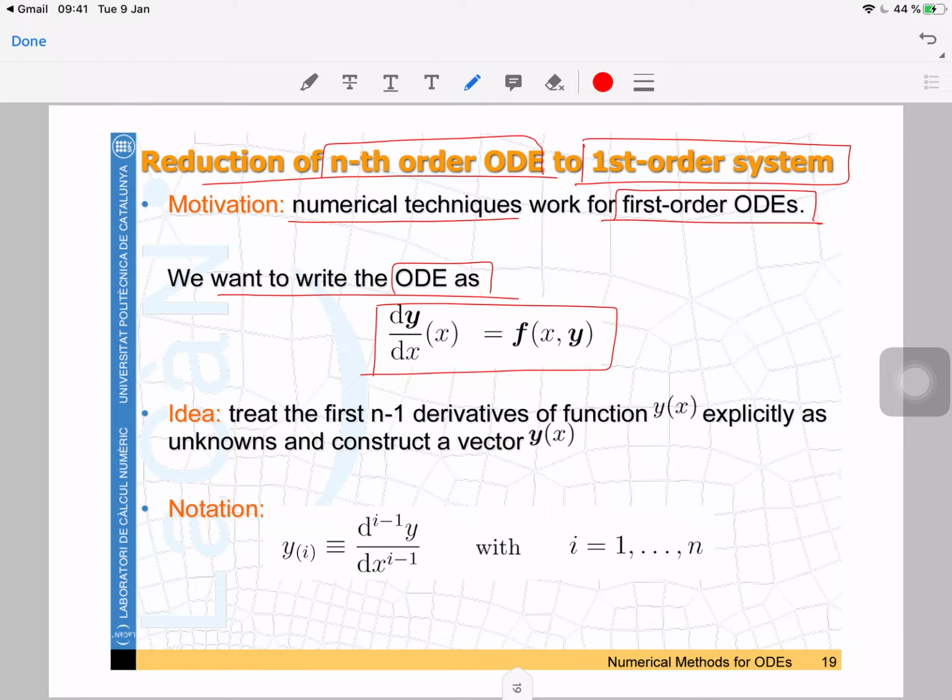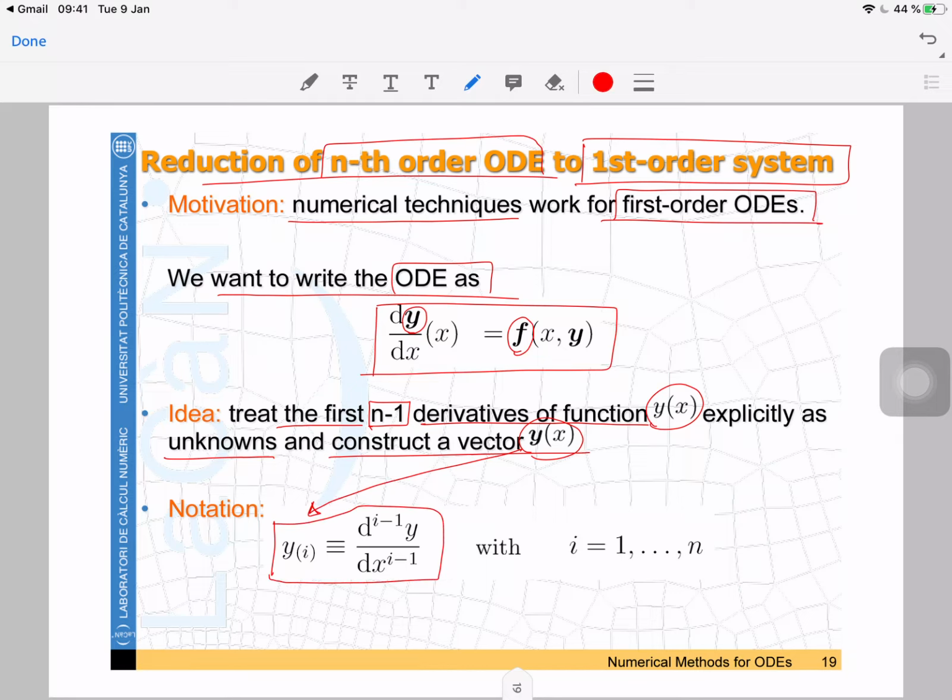The difference here is that we have the bold y and bold f here. The bold y is the vector of the derivatives. So the idea is to treat the first n minus 1 derivatives of function y explicitly as unknowns. So we assume that the n minus 1 derivatives are unknowns and construct a vector y. The components of this vector y are the derivatives of y up to order n minus 1.